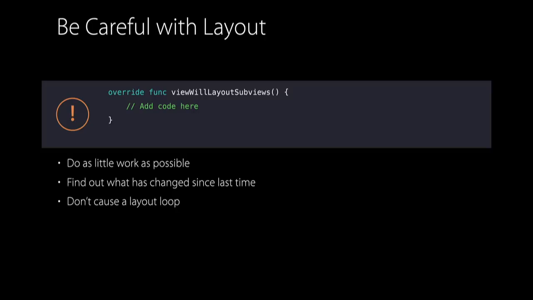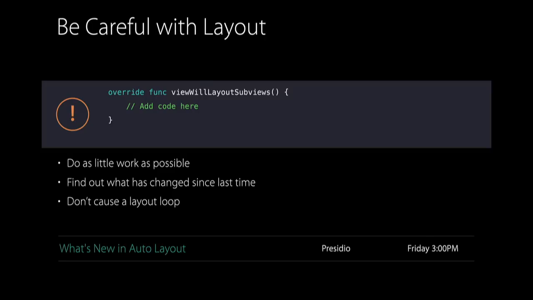And then finally, be careful not to cause a layout loop. If you invalidate layout of your superviews, they might in turn invalidate your layout, and soon you're finding that your app is doing nothing but validating and invalidating layout, and nothing is actually happening. So to find out more about debugging and finding out about layout loops, check out the What's New in Auto Layout session later today.